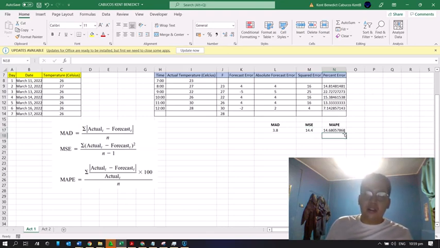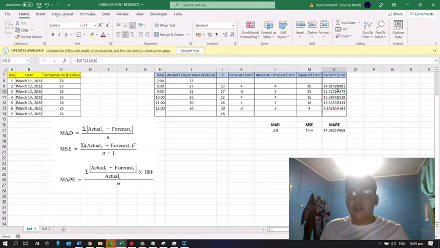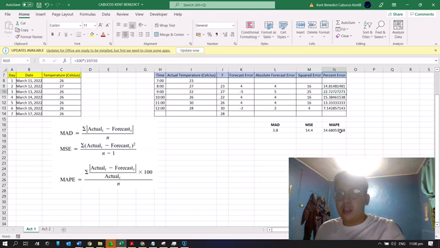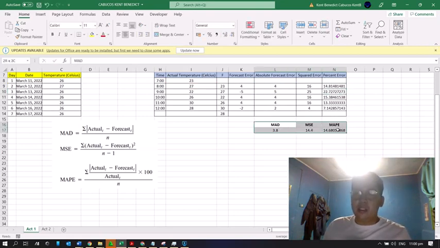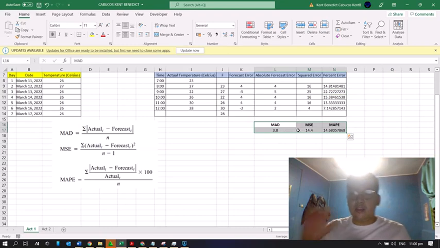For the percent error, we just multiply 100 times the absolute forecast error over the actual temperature, then average it, so we get a MAPE of 14.68. So I think that our forecast is not really accurate.